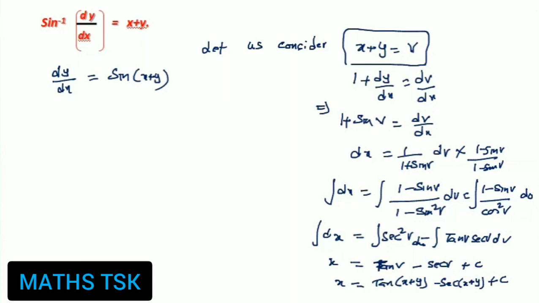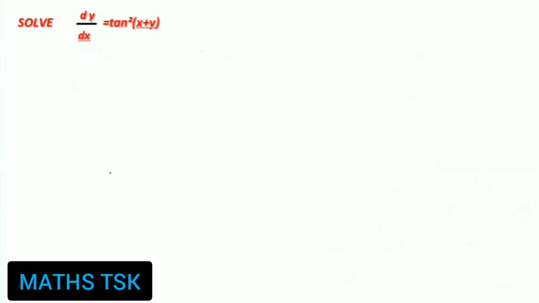Right. Next problem. Look at the next problem also. Here also d square y by dx square is equal to tan square of x plus y. Similarly, you consider x plus y is equal to v. Differentiate: 1 plus dy by dx is equal to dv by dx. 1 plus, what is d by dx of dy by dx?